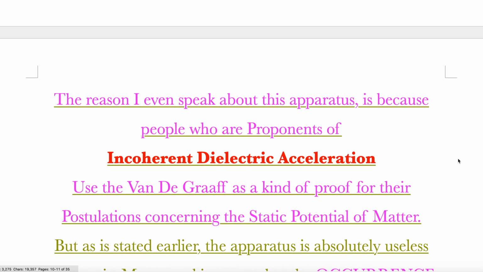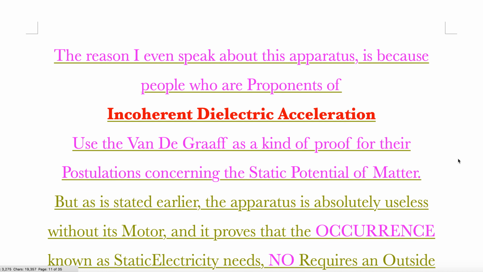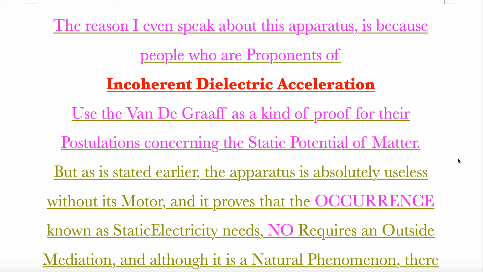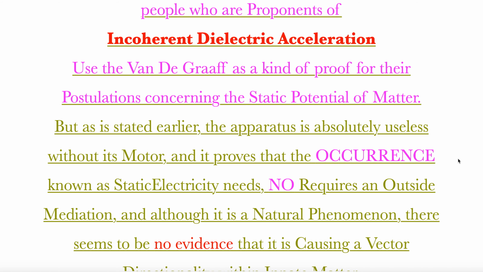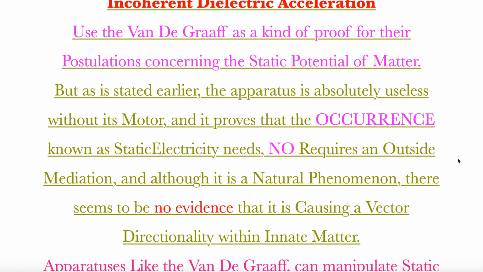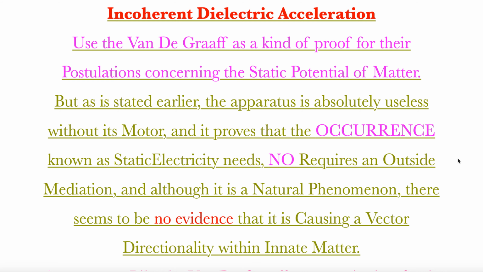The reason I speak about this apparatus is because people who are proponents of incoherent dielectric acceleration use the Van de Graaff as a kind of proof for their postulations concerning the static potential of matter. But as I stated earlier, the apparatus is absolutely useless without its motor, and it proves that the occurrence known as static electricity requires an outside mediation, and although it is a natural phenomena, there seems to be no evidence that it is causing a vector directionality within innate matter.